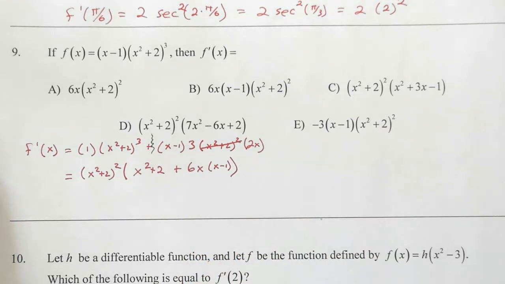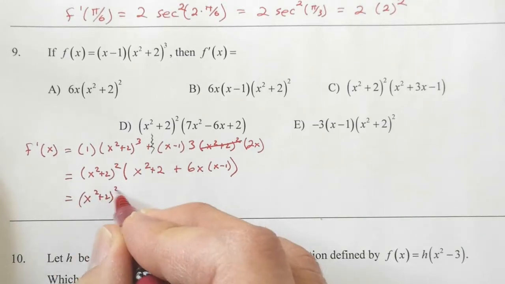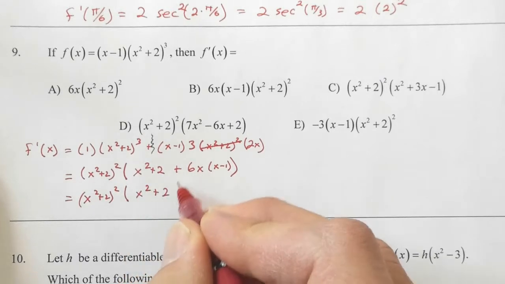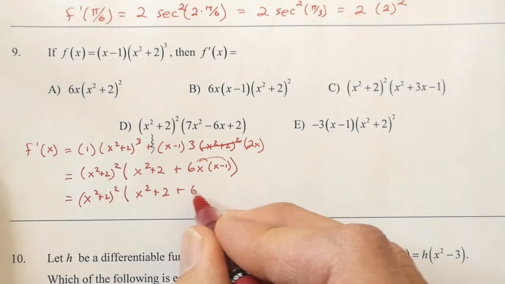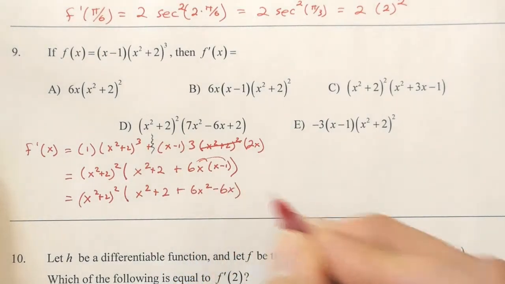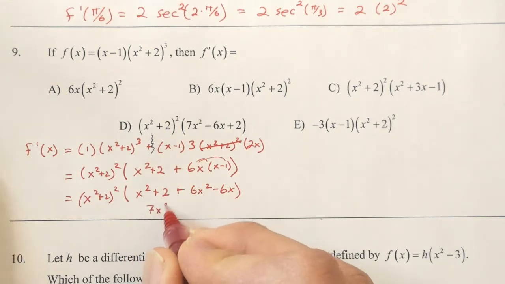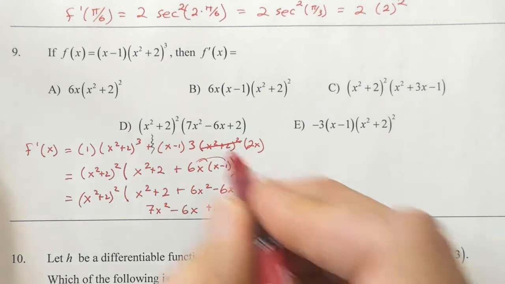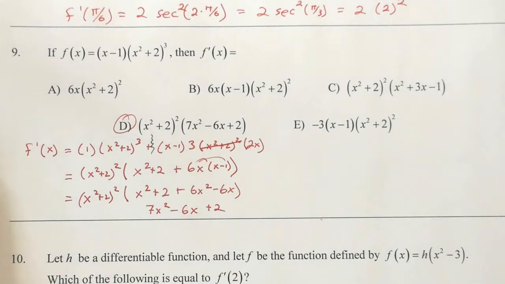Alright, so we're getting closer. We still have our x squared plus 2 all being squared, and then we have x squared plus 2, and if we distribute our 6x, then we're looking at 6x squared minus 6x. And this right here, x squared and 6x squared, is 7x squared. So 7x squared minus 6x plus 2, and we see that right here with option D.